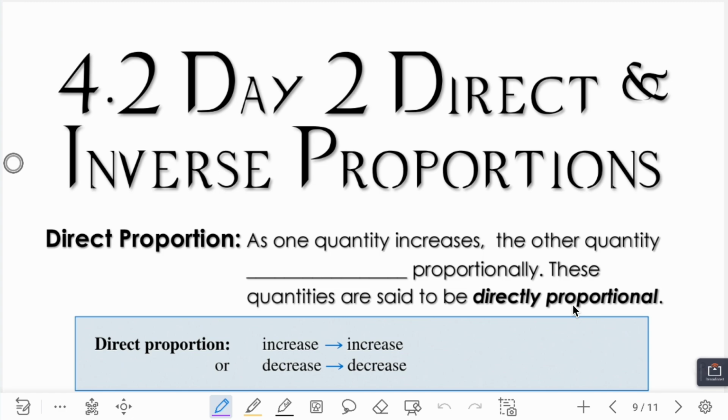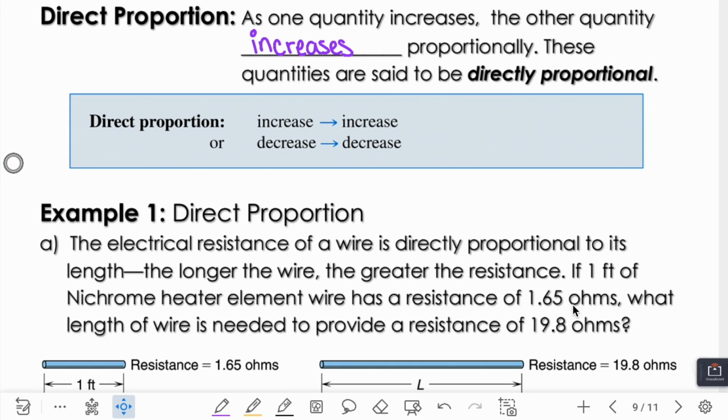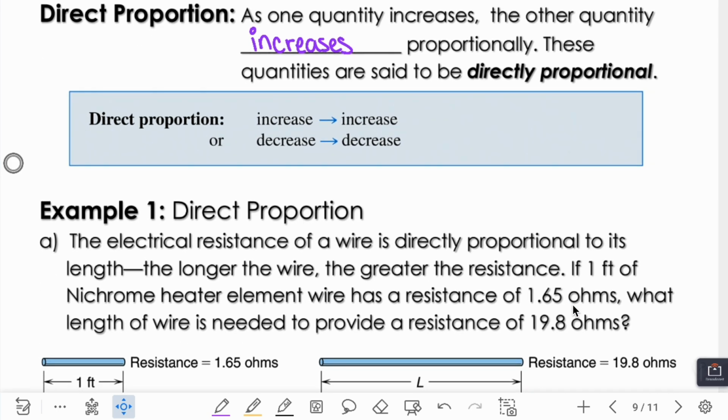Proportions, we're going to talk about two specific ones today. We're going to talk about relationships that are directly proportional and then relationships that are inversely proportional. So, a direct proportion is as one quantity increases, the other quantity increases proportionally. These quantities are said to be directly proportional. So in the blue box here, it shows that as one value increases, the other increases proportionally. And if one value decreases, then the other also decreases proportionally.